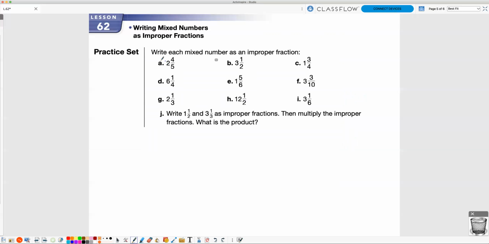All right, let's try some. Write each mixed number as an improper fraction, so 2 4/5.